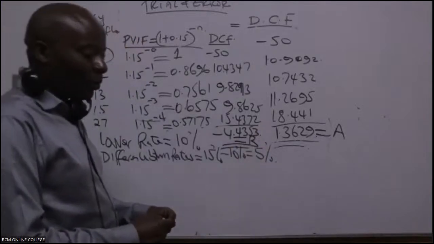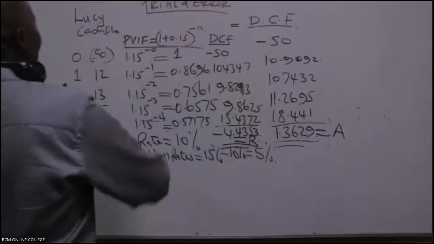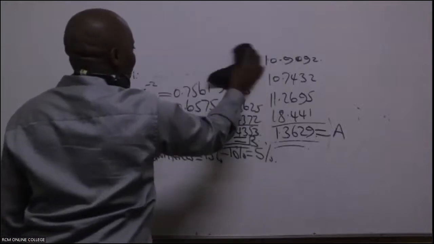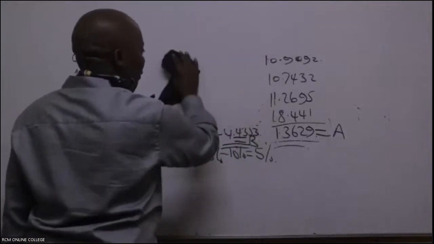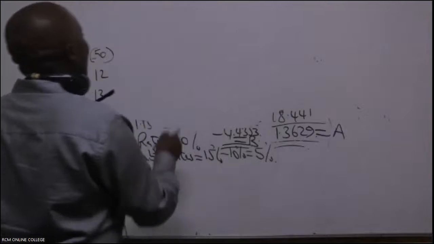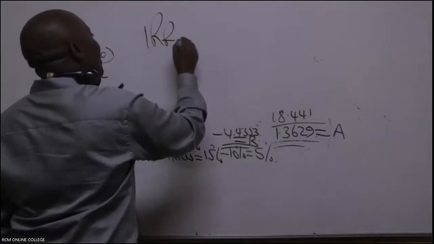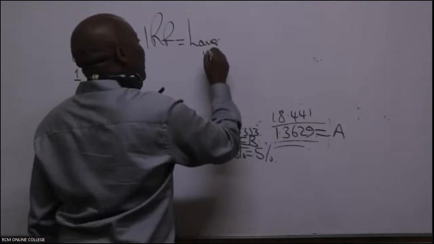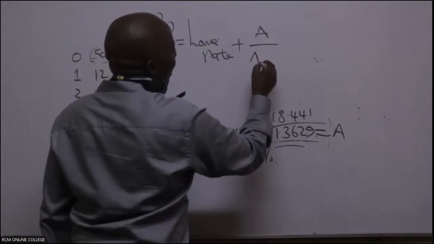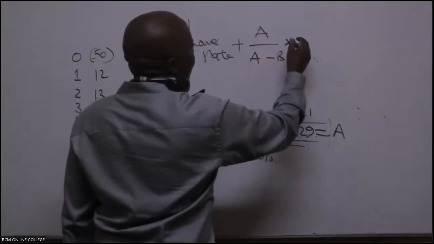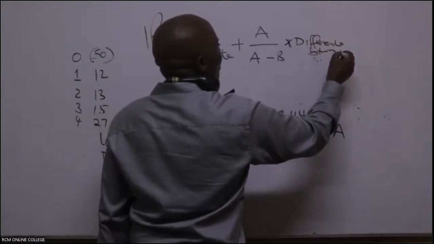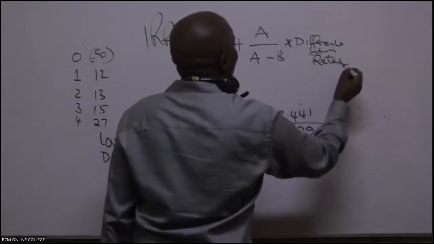And then now you can comfortably come and write down the formula. IRR equals the lower rate plus R over R minus B times the difference between rates.